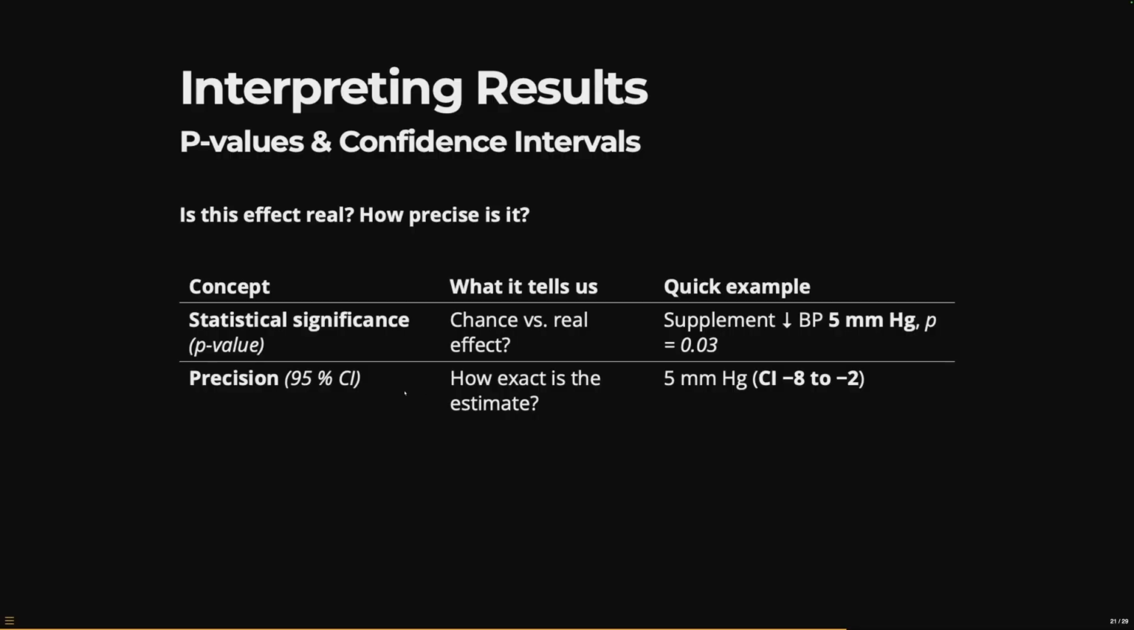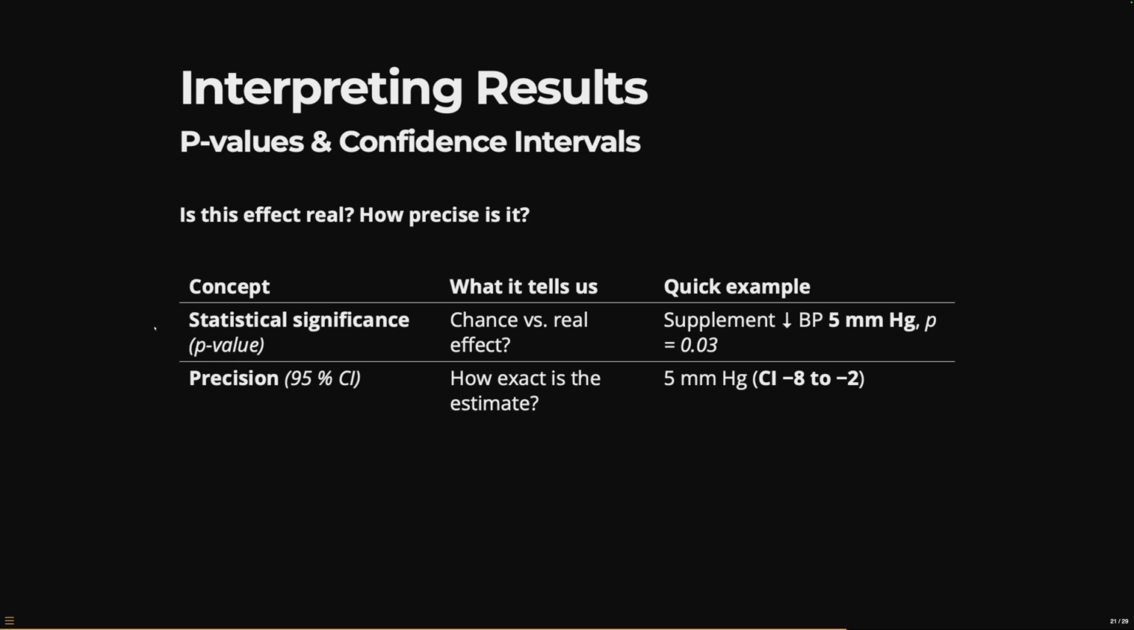The other one is precision. Like we saw in that forest plot, the width of that diamond is kind of the confidence interval. That's how precise our estimate is of that metric. And that'll be reported right there: 5 millimeters of mercury with the confidence interval from -8 to -2. And generally, you see that -8 to -2, it doesn't cross 0. Generally, if it doesn't cross 0, it's statistically significant.